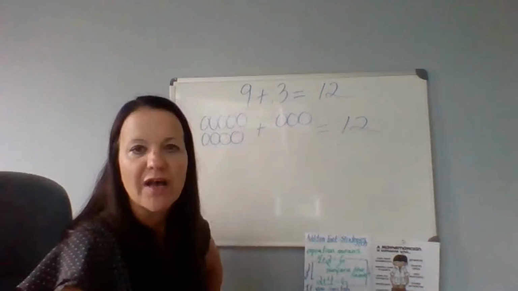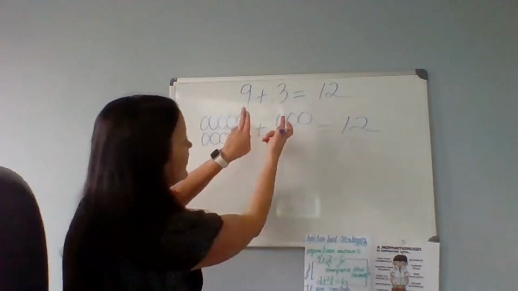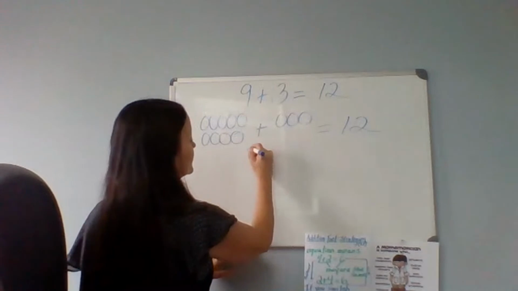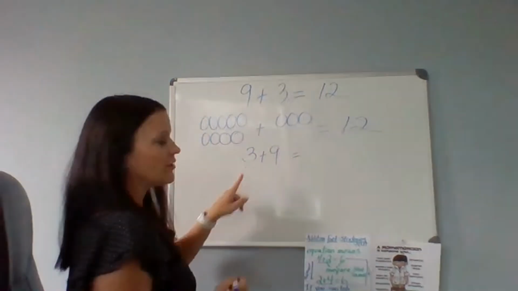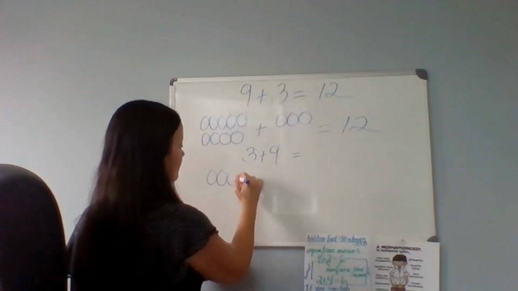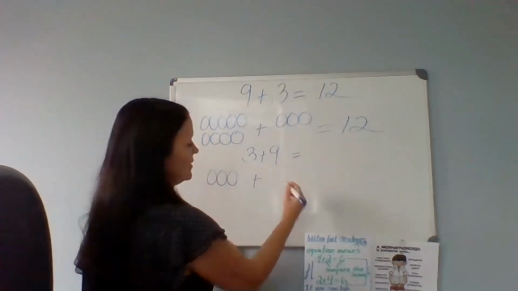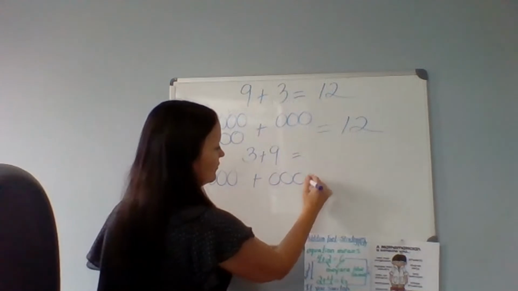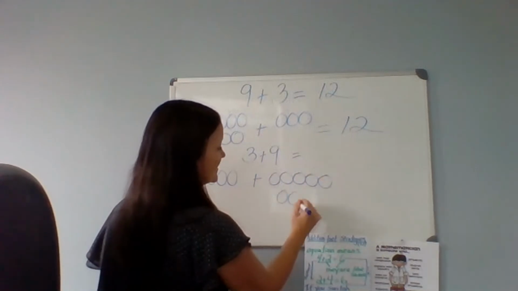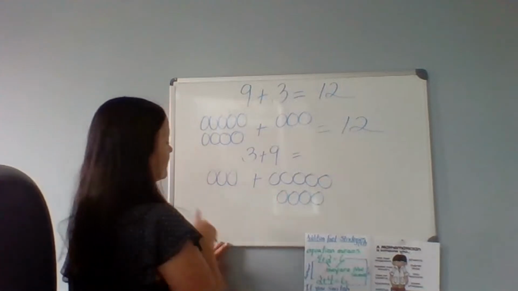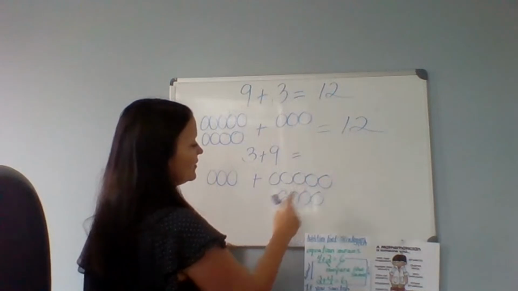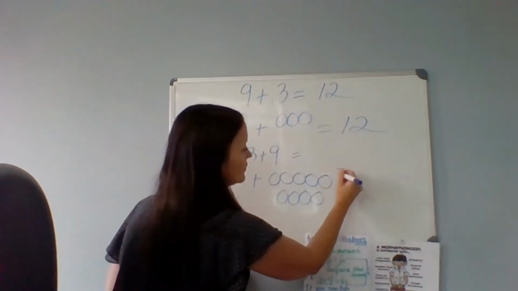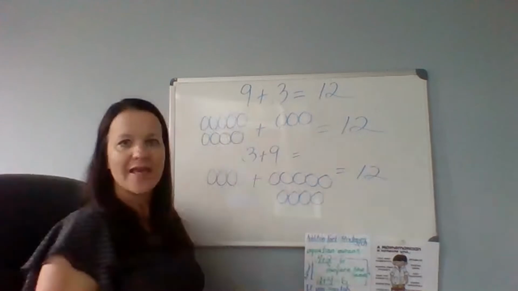12. What if we flop those addends? So if we flip them, I'm going to do 3 plus 9 equals. 3 circles plus 9 circles. Let's count them all up. 1, 2, 3, 4, 5, 6, 7, 8, 9, 10, 11, 12. I got the same answer both times.